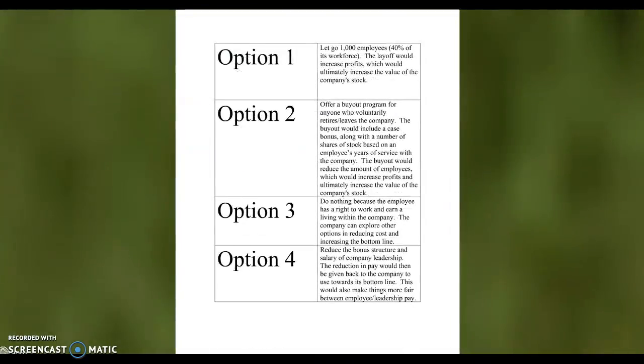So option 1, utilitarian approach, let go 1,000 employees, so 40% of its workforce. The layoff would increase profits, which would ultimately increase the value of the company's stock. Option 2, you could offer a buyout program for anyone who voluntarily retires or leaves the company. Option 3, do nothing because the employee has a right to work and earn a living within the company. Option 4, reduce the bonus structure and salary of company leadership.